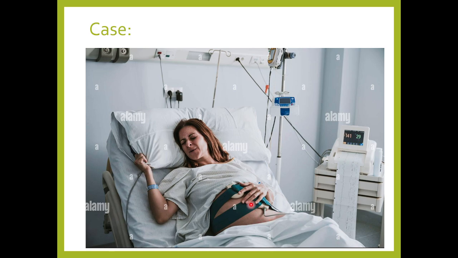There are two monitors connected to her abdomen, one for the fetal heart. You see 141, this is the fetal heart, cardiotocography, and the other monitor is for the uterine pressure. This is the tocography, which measures the uterine pressure.